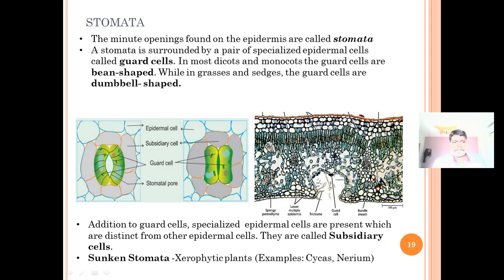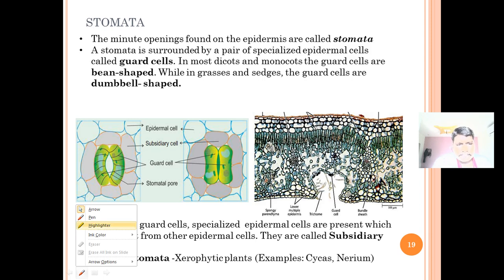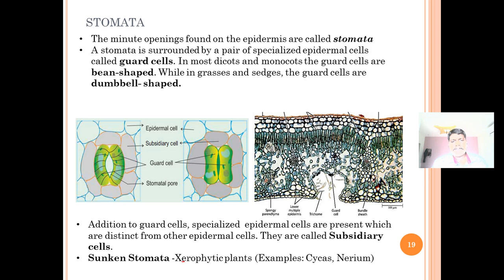Next, sunken stomata. Sunken stomata are a characteristic property of xerophytic plants, especially Cycas and Nerium. So this is the sunken stomata region.